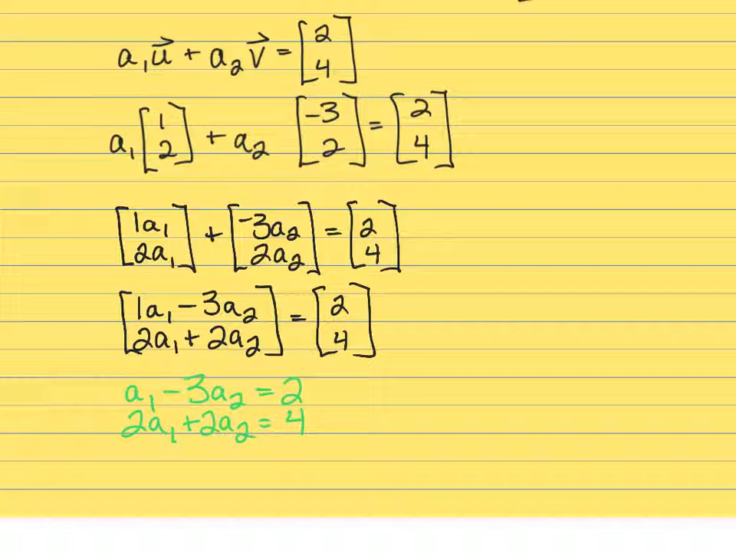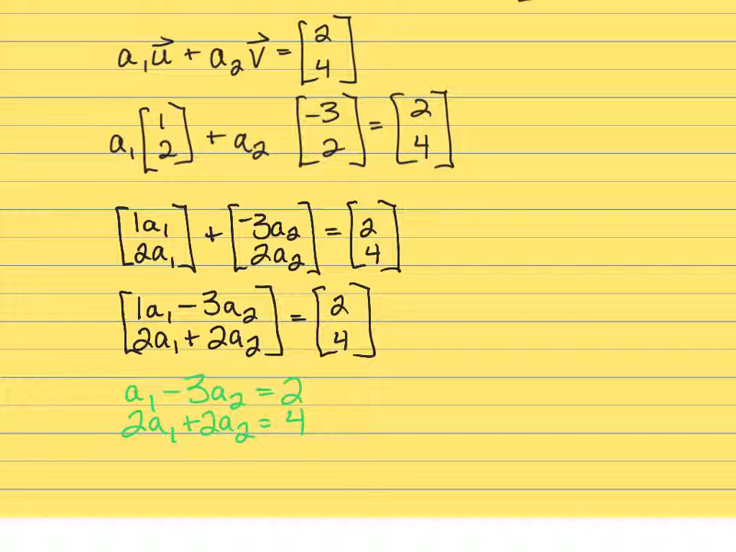If we can solve that system of equations, then the answer to the question is yes, and we've shown that we can write this vector as a linear combination of the other two vectors. In other words, we can build 2, 4 using a certain number of U's and a certain number of V's. Let's just throw that in our calculator real quick and solve it, because I know you can do that by hand, but let's let the technology do it.